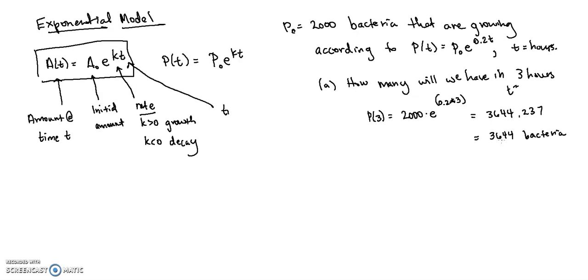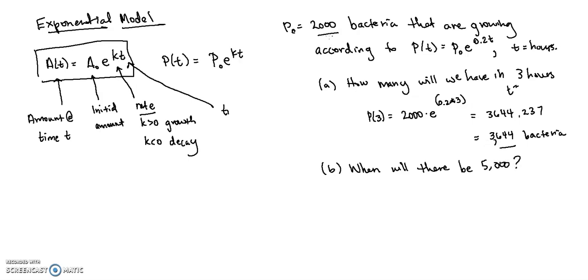So in 3 hours, we should have 3,644 bacteria. And that makes sense. We were starting with 2,000, and now we have 3,600. Okay, next question. When will there be 5,000?